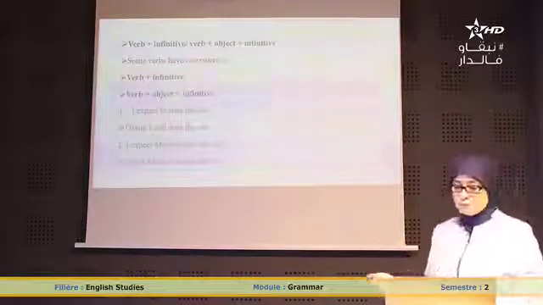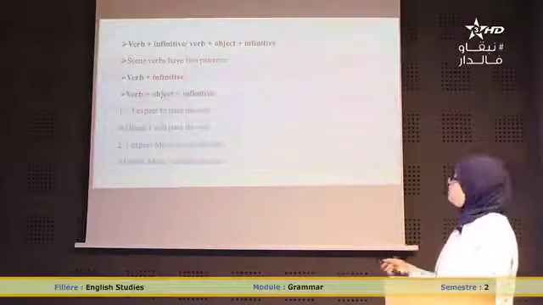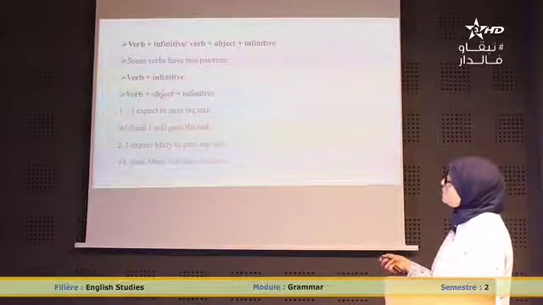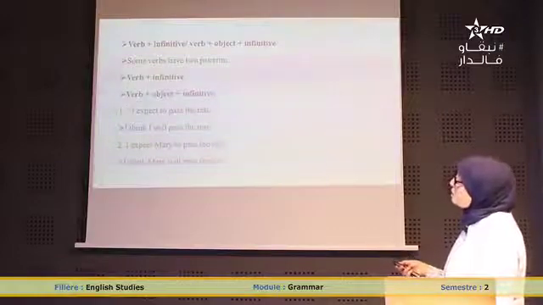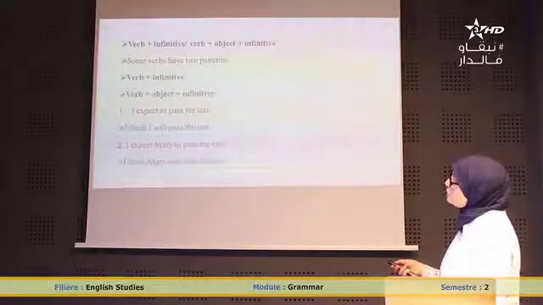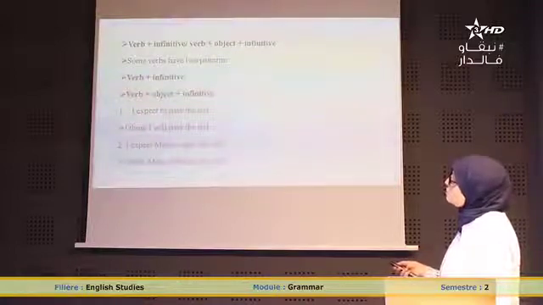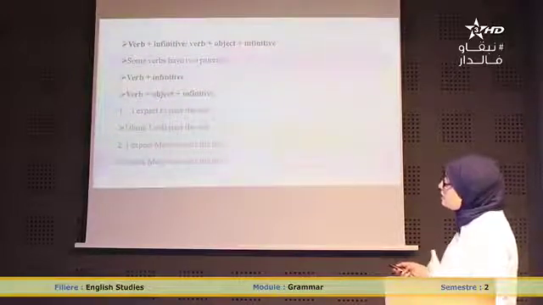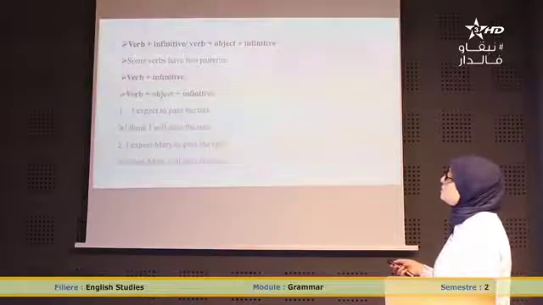So when we have these verbs that can be followed by the infinitive directly or immediately, or can be followed by an object plus infinitive, we should be careful, because there is a difference in meaning. In the first sentence, I expect to pass the test, we have two actions here. We have expecting and passing. Both actions here are done by the same subject. I am the one who expects, and I am the one who is going to pass the test.